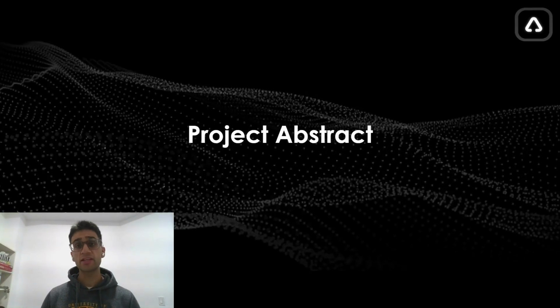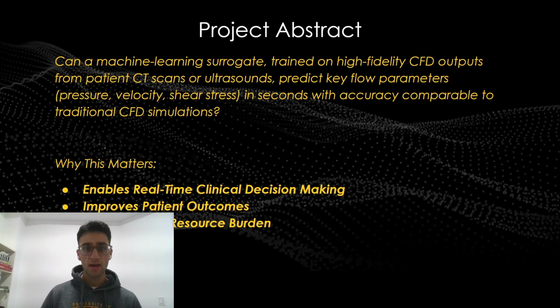So, that leads to our project abstract. Can a machine learning surrogate, trained on high-fidelity CFD outputs from patient CT scans and ultrasounds, predict key flow parameters like pressure, velocity, or shear stress in seconds, with results actually comparable to traditional CFD simulations? This matters because it enables real-time clinical decision-making, improves patient outcomes, and lowers costs and resource burden.